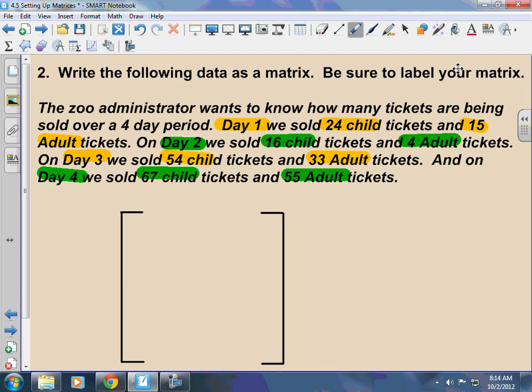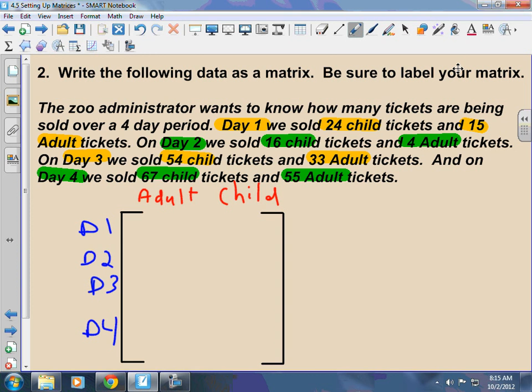Now it doesn't matter if you want to put day 1, 2, 3, 4 across the top. You can. I, however, agree with Caesar. I'm going to put adult, child. Okay? These are my adult tickets and my child tickets. If I do that, what has to be in this column? Larissa. Yep. Day 1, day 2, day 3, day 4.